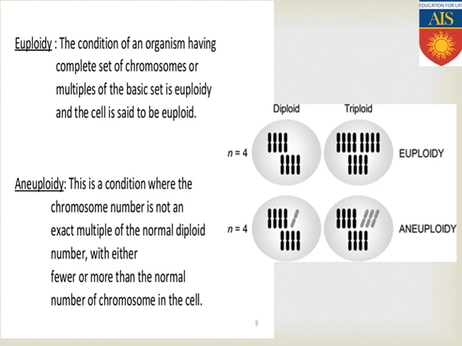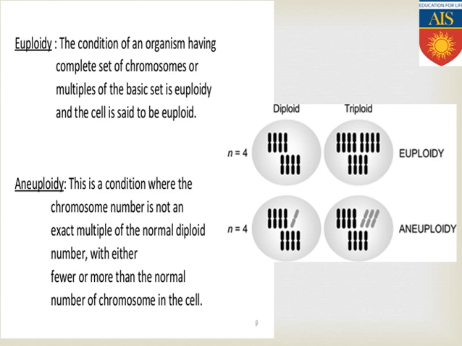Suppose if the chromosome number is reduced by 1, then the chromosome number becomes 2n minus 1. So it will be considered a monosomy condition. If the chromosome number is reduced by 2, then the condition becomes 2n minus 2. So it will be considered nullisomy, because the result is 0 if you place the value of n as 1. If one more chromosome is added, that is the 2n plus 1 condition, that is called trisomy.